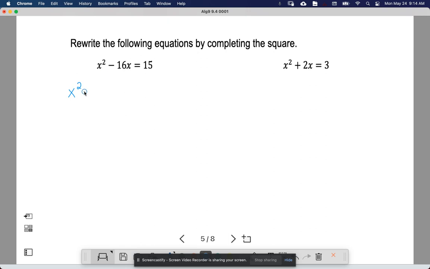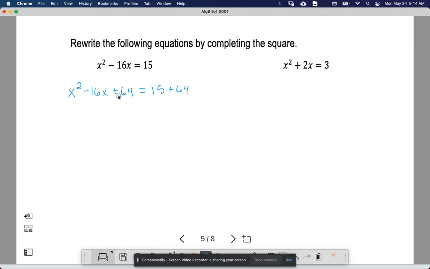So I'm completing the square, minus 16x, add 64. And what we do to the other side, because we're adding 64 to the left side, we have to add 64 to the right side. Because we have to keep them balanced, have to keep them equal. If I add the 64 and I don't add it over here, they're no longer equal.